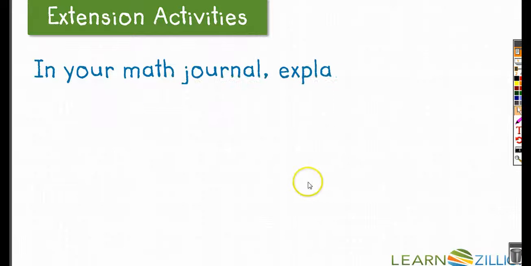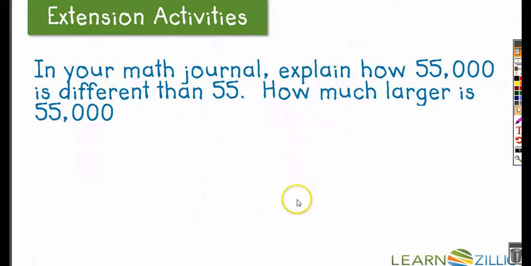Okay, let's do an extension activity. It says in your math journal, but I just want you to do it on this paper, please. Explain how 55,000 is different than 55. In other words, how much larger is 55,000 than 55? I would like for you to pause the video and answer that question, and then you're going to get the key out in just a few minutes and see if you got it correct. So answer this question, and then you can come back to the video. We've got one more page we're going to do, and then you'll be ready to check your answers.